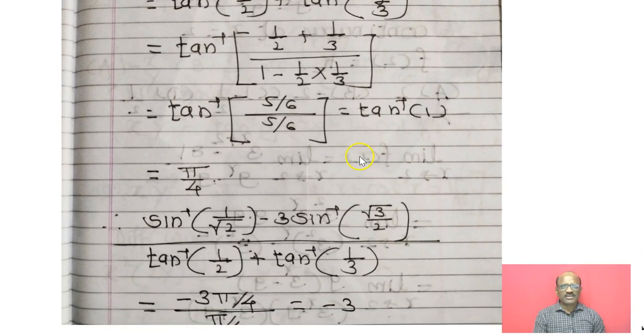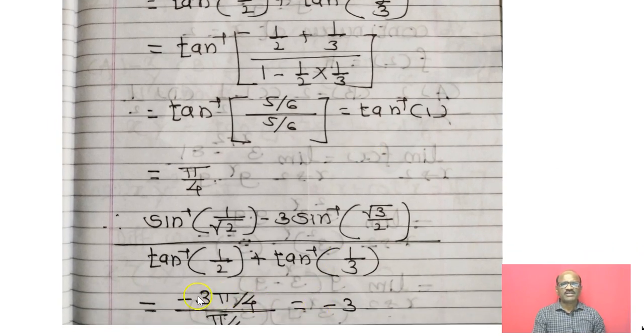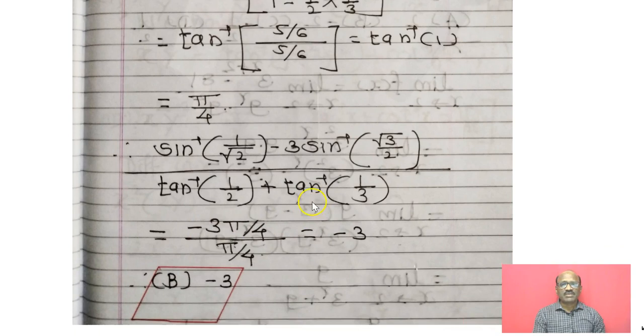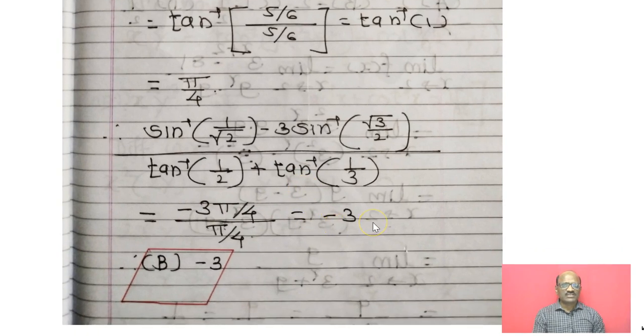Therefore, for the denominator you get pi by 4, and for the numerator you get minus 3 pi by 4, and that is equal to minus 3, and hence option B is the correct one.